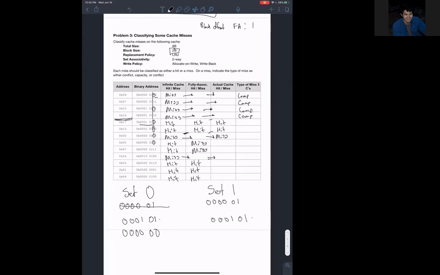And do we see it? Yeah, so 0x05 would be a miss because we actually don't see it in our set 0. It actually just got evicted. And in this specific case, since the infinite cache hit, but the fully associative and actual cache missed, we'd classify that as a capacity miss.